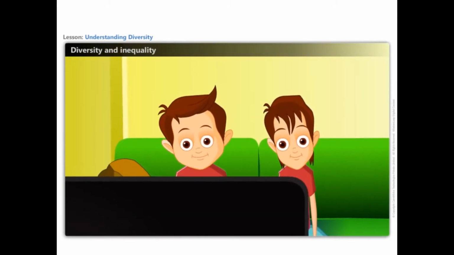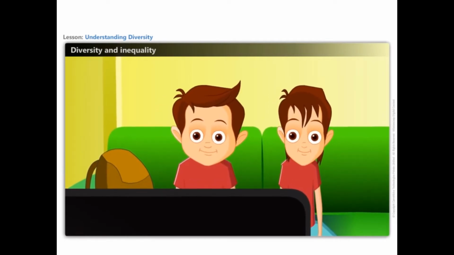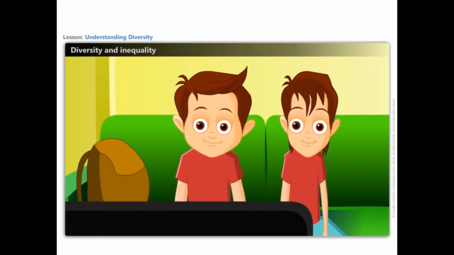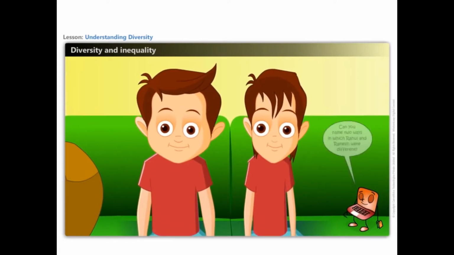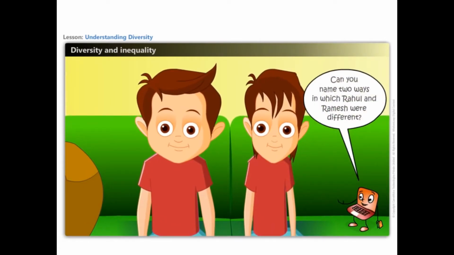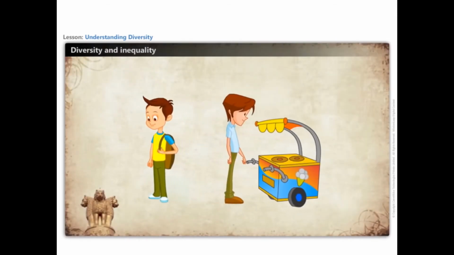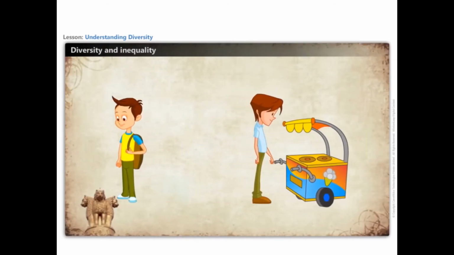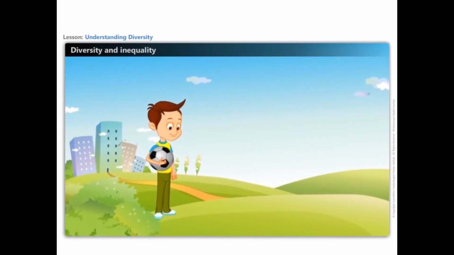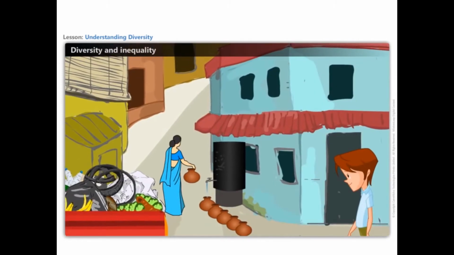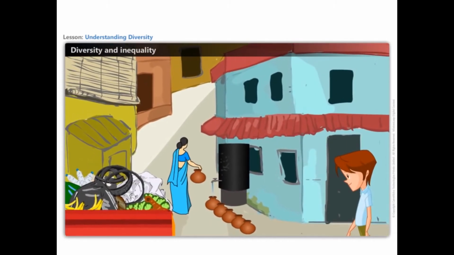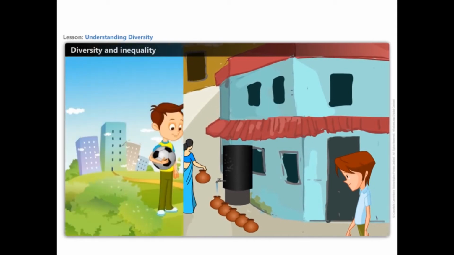Watching cricket turned out to be Ramesh and Rahul's favorite hobby. They both were similar and yet not. Can you name the two ways in which Rahul and Ramesh were different? Rahul goes to school every day, whereas Ramesh has never gone to a school. Rahul's family has money and they take care of all his needs. Ramesh's family is poor. He has to earn money to help his family.